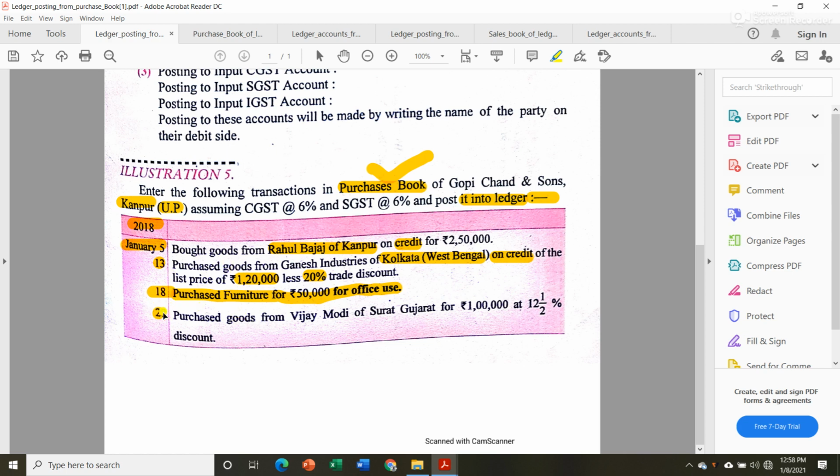Now the next transaction on 28 January: purchase goods from Vijay Modi of Surat, Gujarat. Now see, they are in a different state, for 1 lakh rupees at 12 1/2% discount. Since they haven't mentioned whether we purchased on credit or not, we are going to assume that this purchase is also a credit purchase. Now let us see.